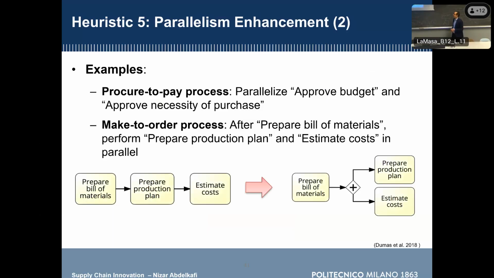Okay, this is just the explanation of what we production plan estimate costs. They are done in parallel.